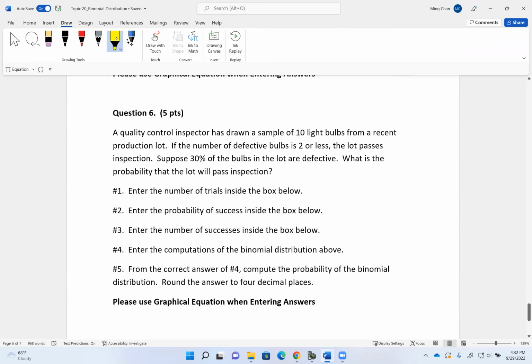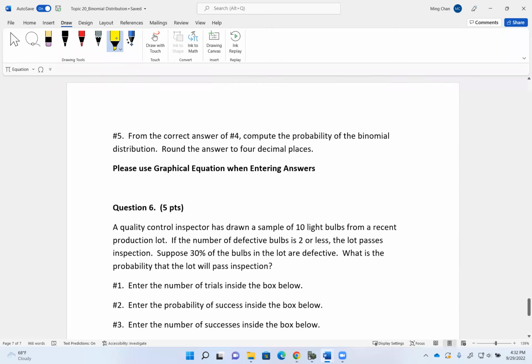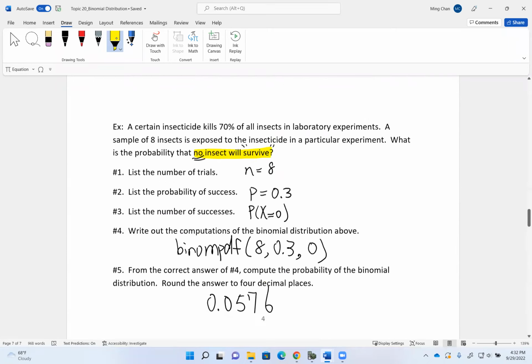Question number 6 is the same thing as the one I just did about the light bulbs. If the number of defective bulbs is 2 or less, it passes the inspection. I'll give you the same exact probability of defective, 30%. This time I'm looking for 2 or less instead of 1 or less. So follow the steps I just showed you when you enter into the homework.